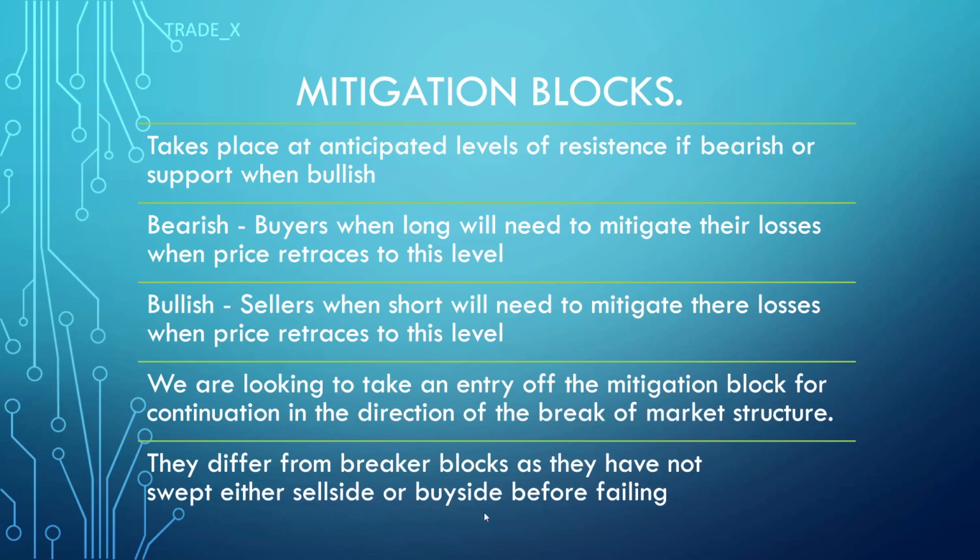And the way that they differ from a breaker block is that breaker blocks usually have, or they do have, a purge of either the buy side or sell side before showing signs of continuation, whereas mitigation blocks do not have that. So that's the clearest identification difference between a mitigation block and a breaker block, right?